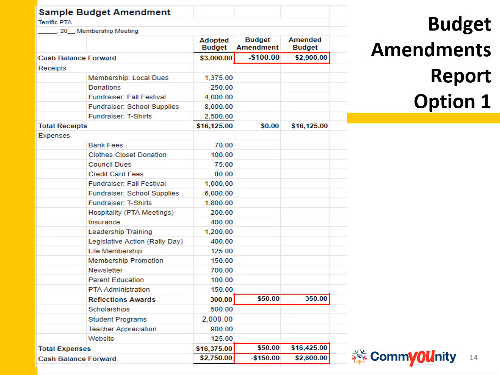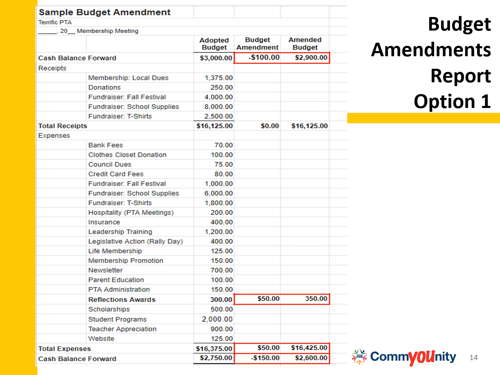Now, let's look at an example of how a budget might be amended for the true beginning cash balance forward. Remember, it was an estimate when the budget was originally approved at last year's annual meeting. And with the Reflections expense budget increase of $50 that was just mentioned. Remember, these changes to the budget must be presented at a membership meeting and approved by membership.